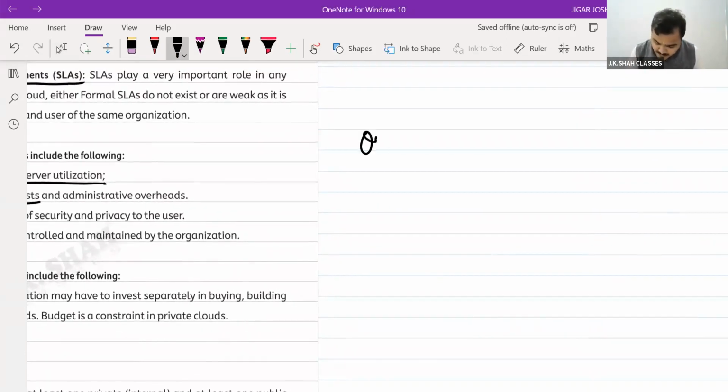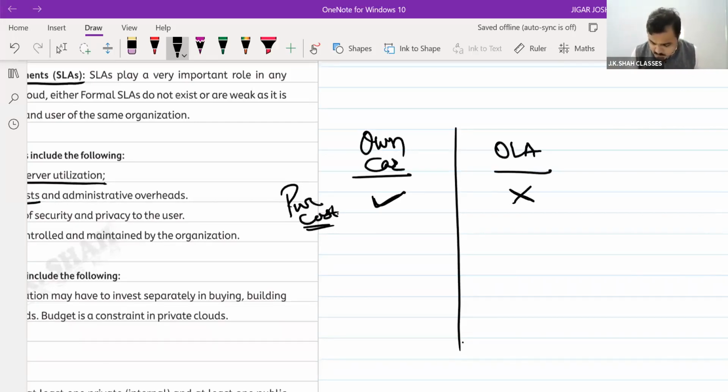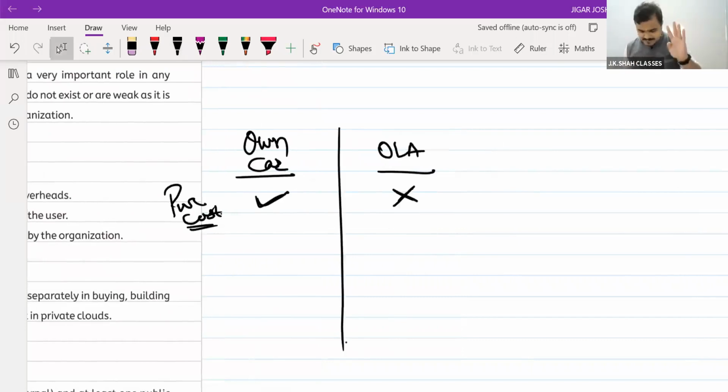First one, people, you are having your own car. And second, you take the service of Ola. Okay? Agree? First one, having own car. And second one, Ola. Tell me, people, purchase cost will be incurred in what? Purchase cost, sir, it will be in own car. But there will be no purchase cost, people, in Ola. Yes or no? Agree? Yes.